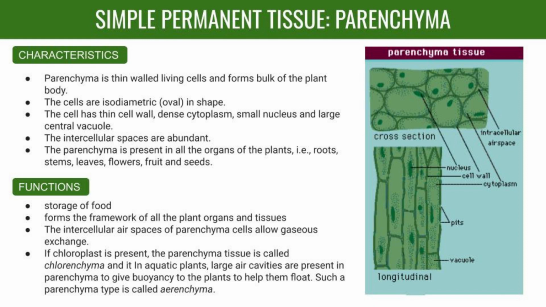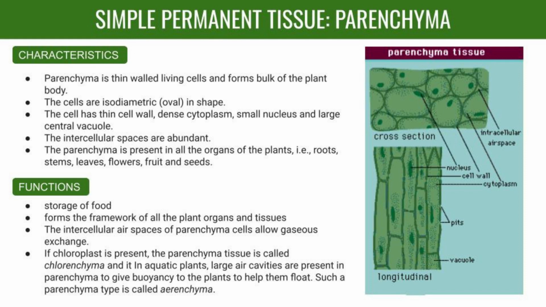Parenchyma tissues have the following characteristics. Parenchyma is thin-walled living cells and forms the bulk of the plant body. The cells are isodiametric, oval in shape. The cell has a thin cell wall, dense cytoplasm, small nucleus, and large central vacuole. The intercellular spaces are abundant. The parenchyma is present in all the organs of the plants, i.e., roots, stems, leaves, flowers, fruit and seeds.